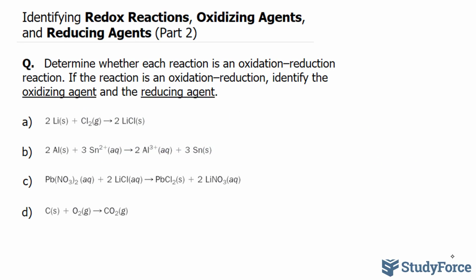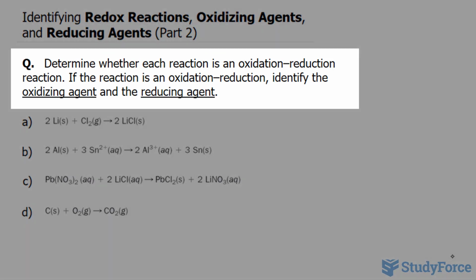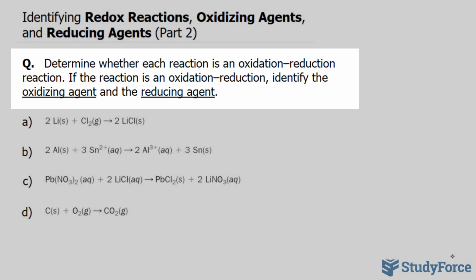In part 2 of this series, I'll show you 4 more examples on how to identify redox reactions, their oxidizing agents, and their reducing agents. The question reads, determine whether each reaction is an oxidation-reduction reaction. If the reaction is an oxidation-reduction, identify the oxidizing agent and the reducing agent. Let's start with question A.